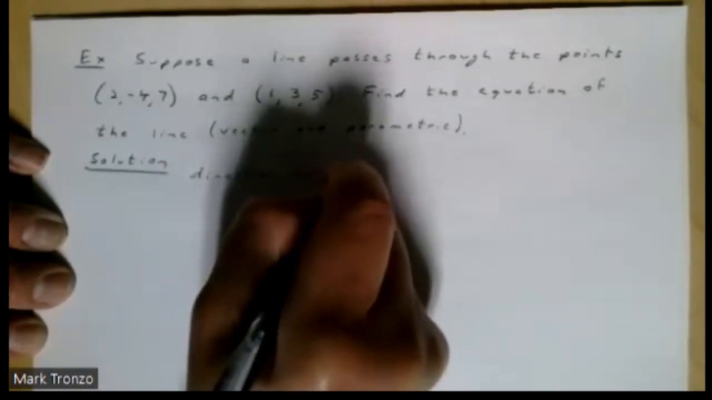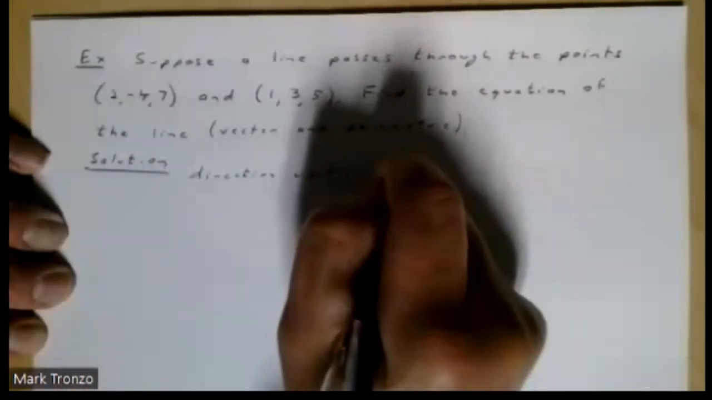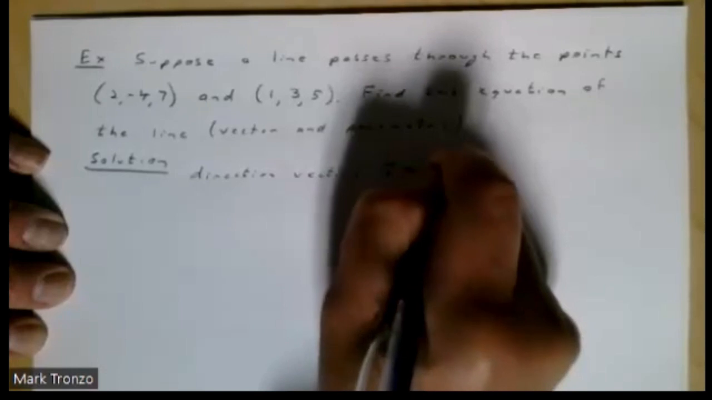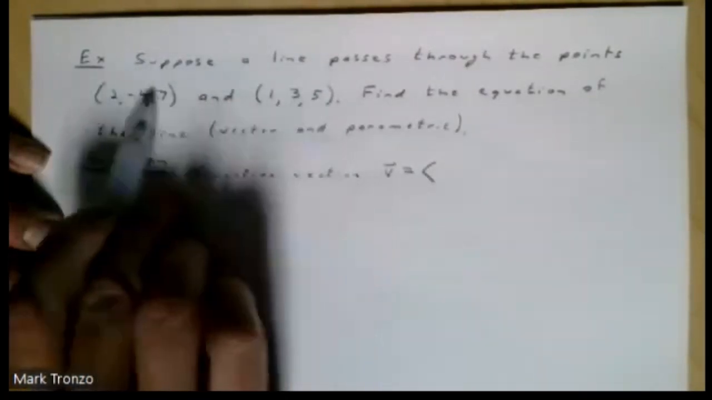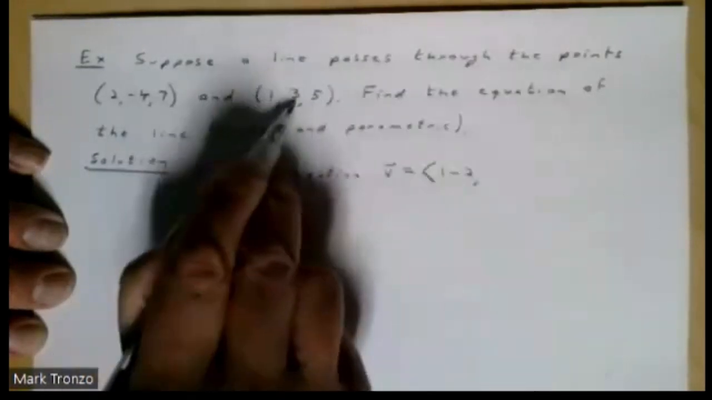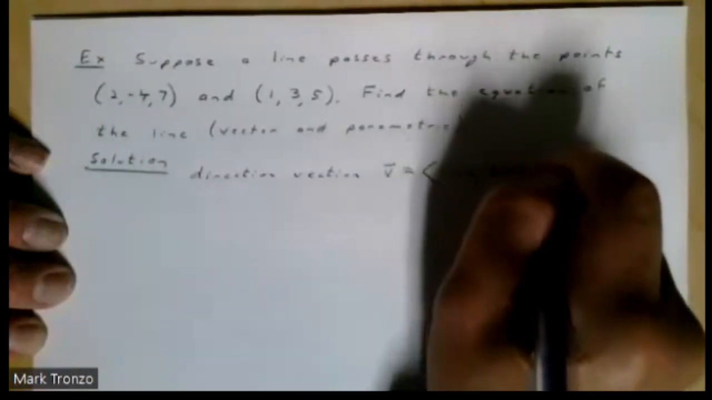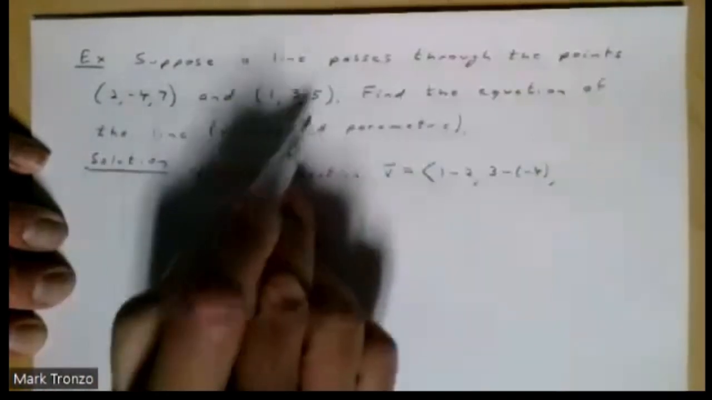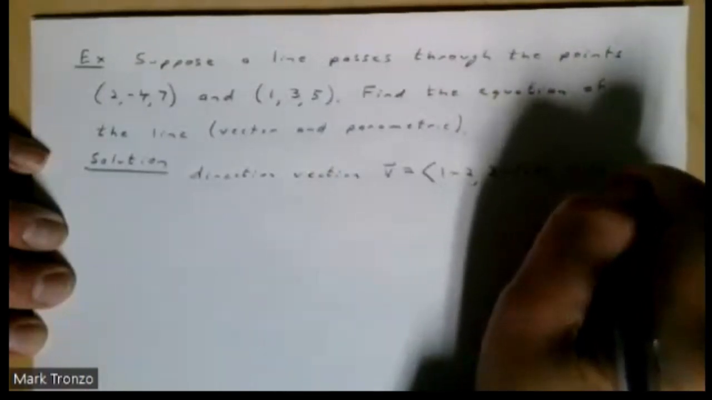Now remember, these are points and we're turning them into vectors. So we'll write it as a vector. Let's say I'll start with this point and subtract the other one. So the first coordinate will be 1 minus 2. The second coordinate will be 3 minus negative 4. The third coordinate is 5 minus 7.